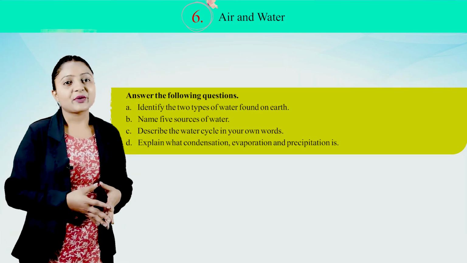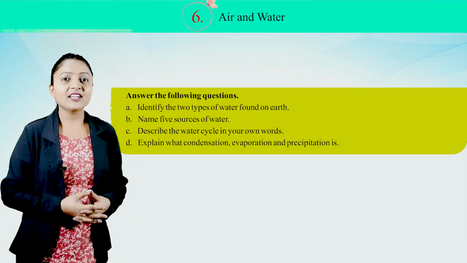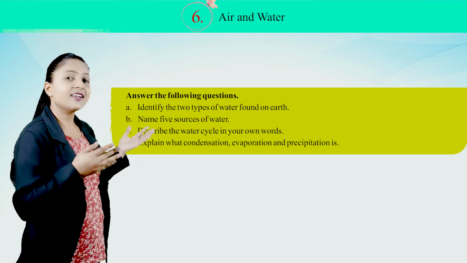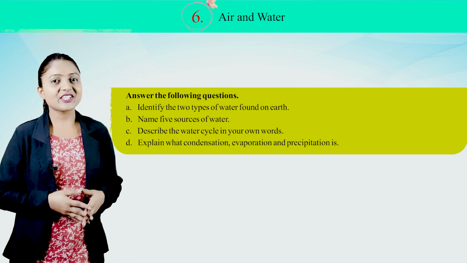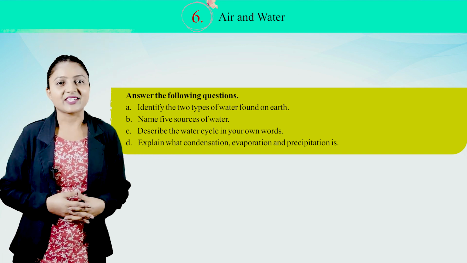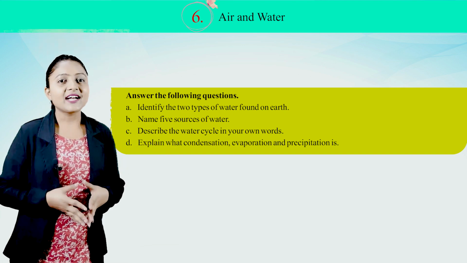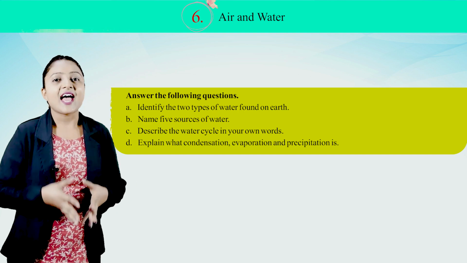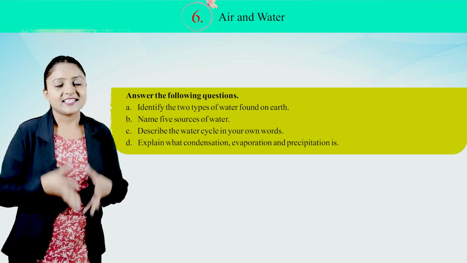Answer the following questions. A. Identify the two types of water found on earth. B. Name 5 sources of water. C. Describe the water cycle in your own words. D. Explain what condensation, evaporation, and precipitation are.